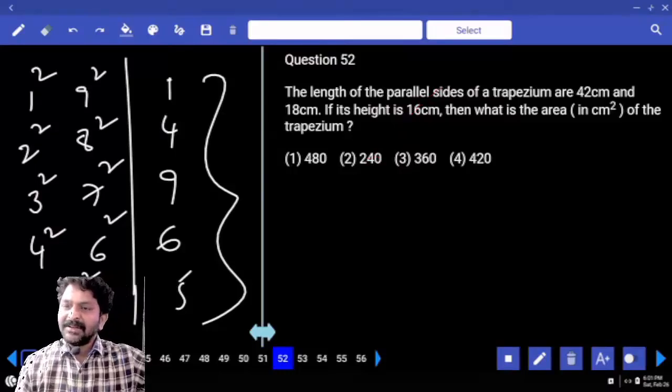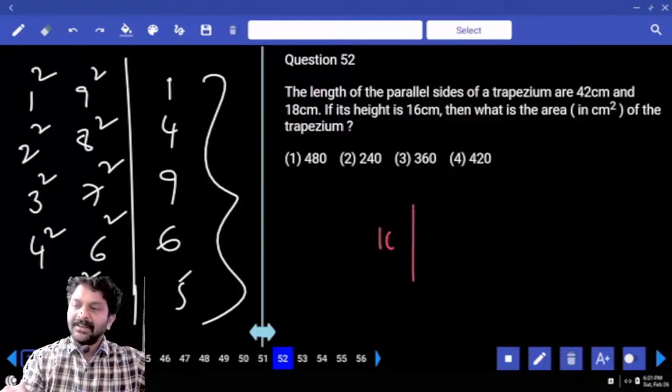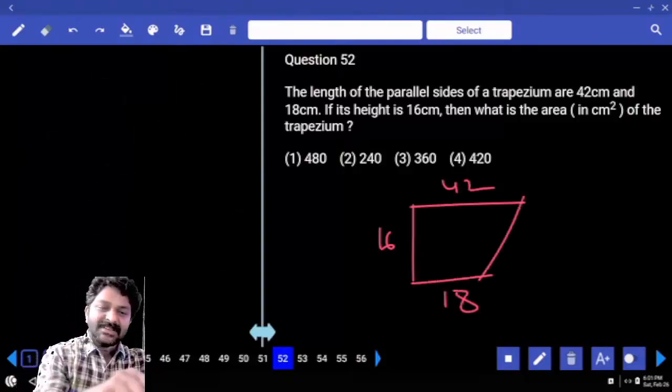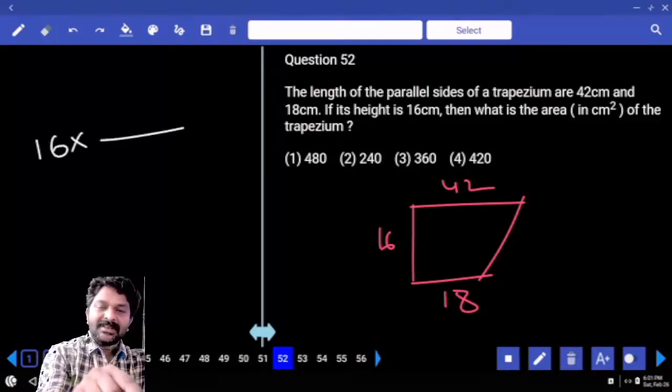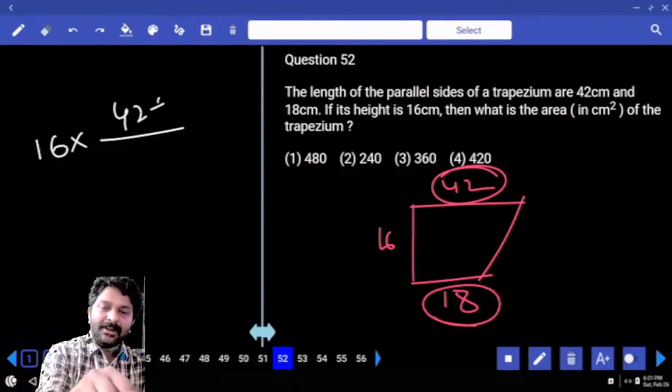Length of the parallel sides of a trapezium are 42 and 18, and its height is equal to 16. What is the area? Right. So if this is 42 and this is 18, we were asked to calculate the trapezium area. That is height into sum of sides, 42 plus 18, divided by 2.